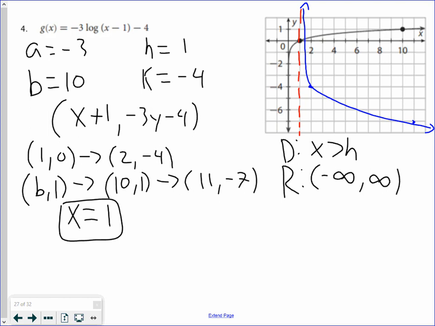Our A is negative, so we reflect it over the x-axis. And we can see we're still on the right side of the asymptote. So our domain is still x is greater than our h value. It doesn't matter if you reflect over the x-axis or if you reflect vertically. It doesn't change the domain. So our domain is still x is greater than h, and our range is still all real numbers.